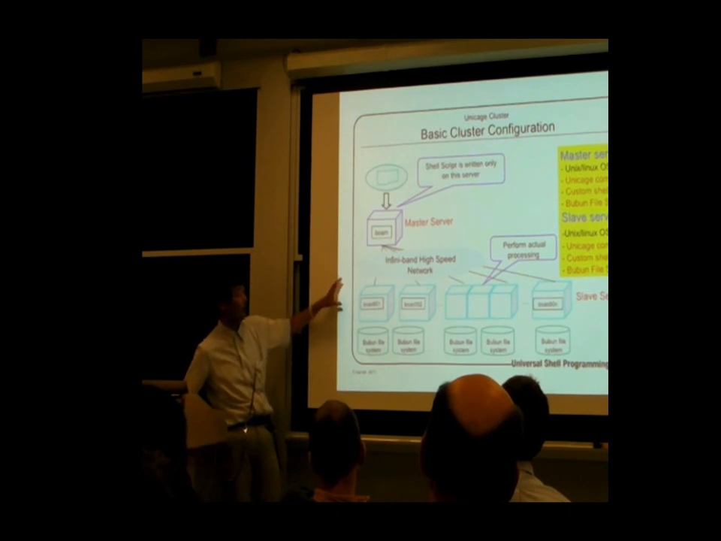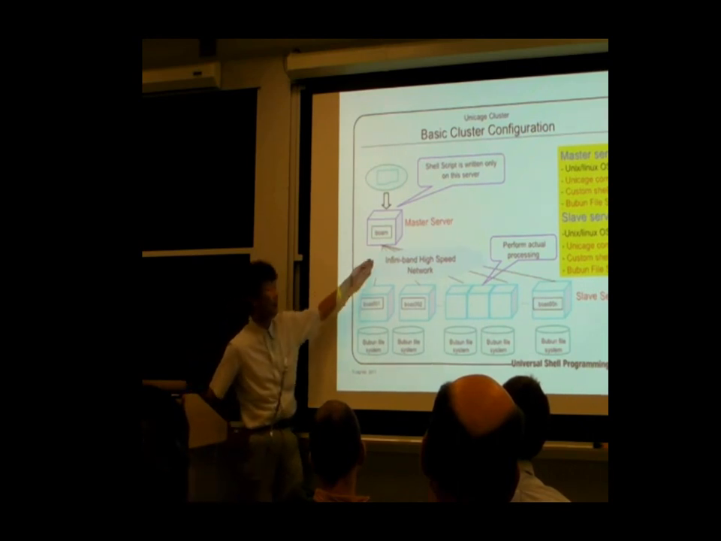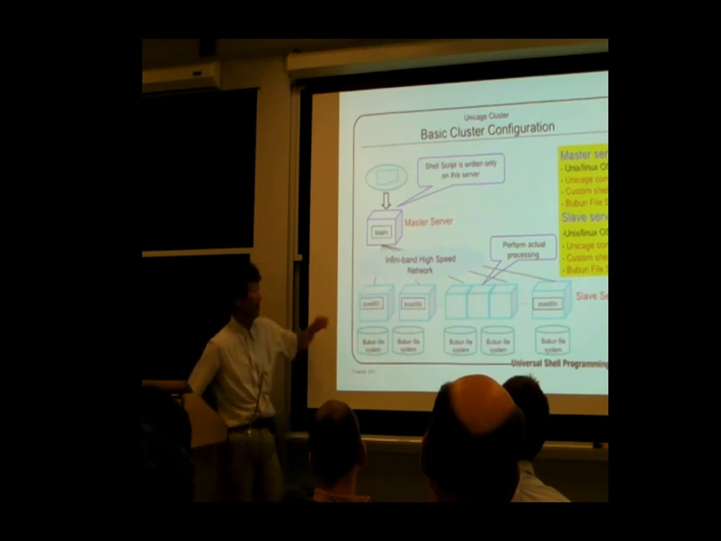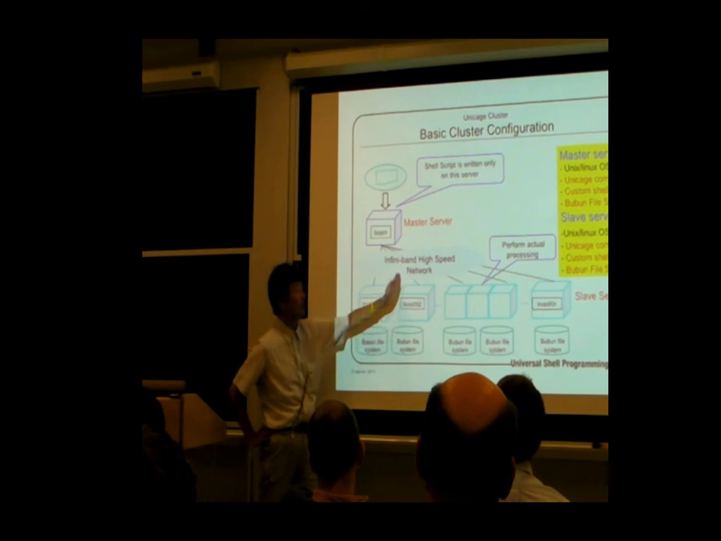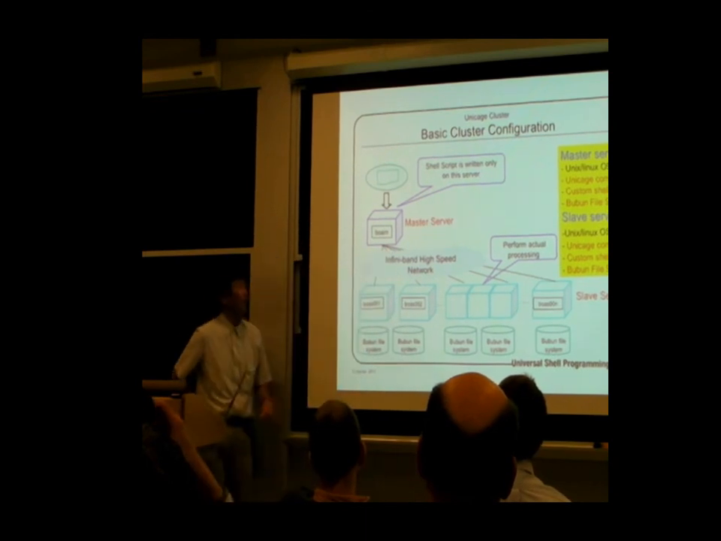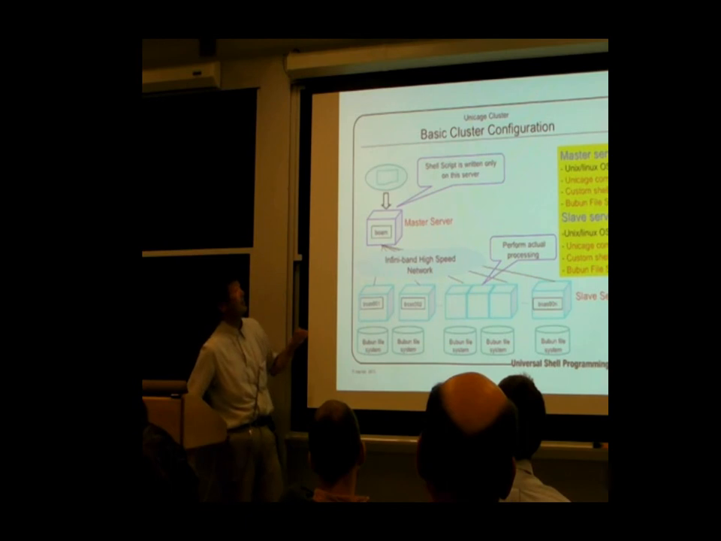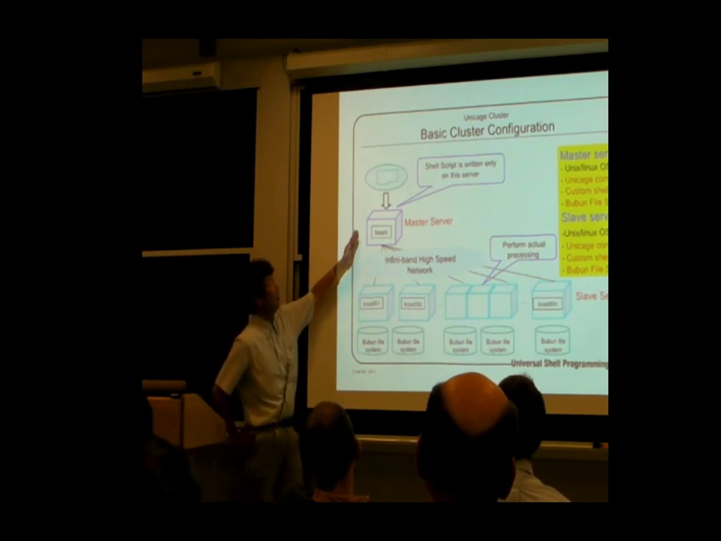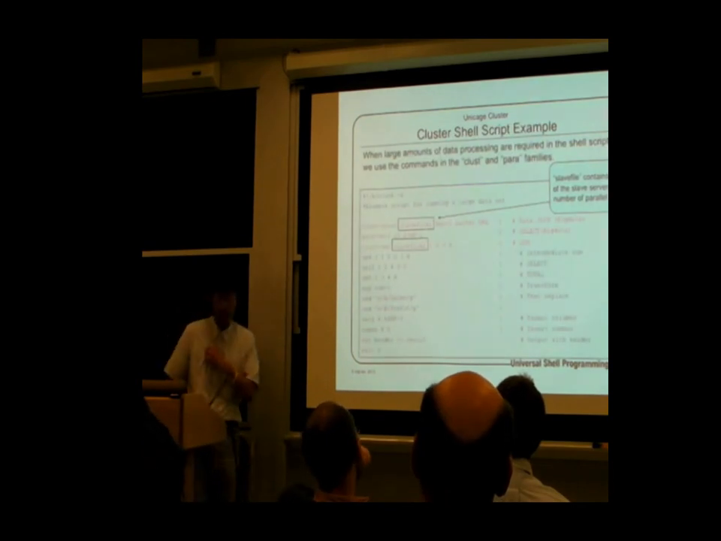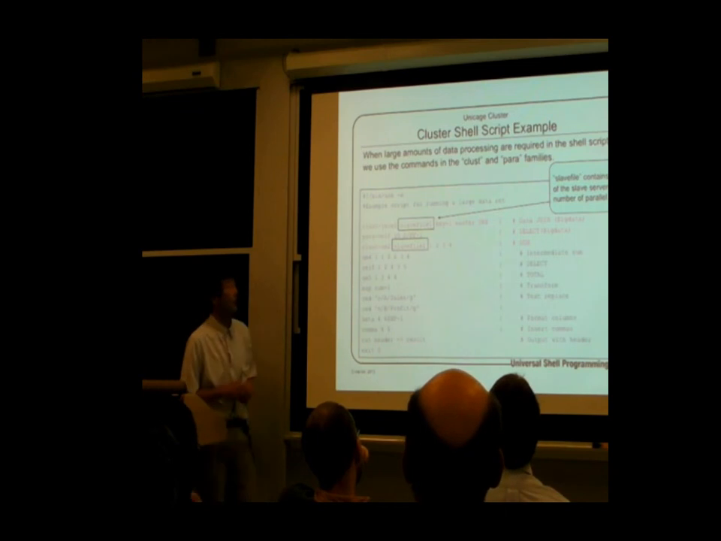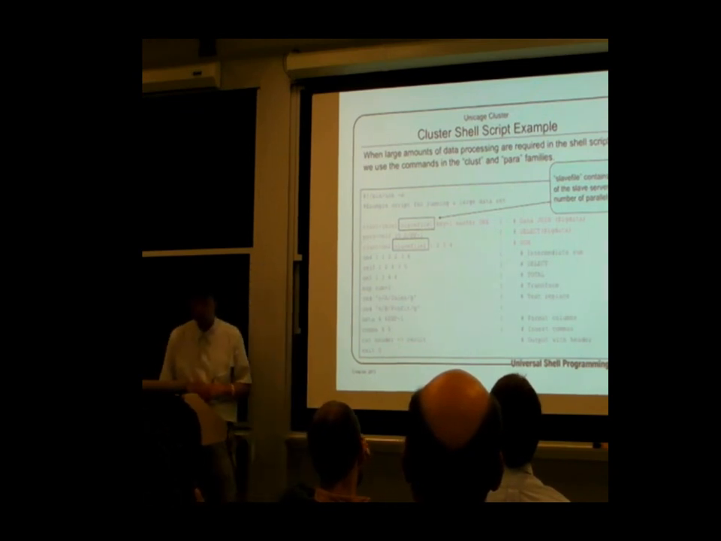So that the slave server can execute shell scripts, there is data sent from the master, so the slave server can calculate and return the result back to the master server, which edits it and outputs the result. This is the image of shell cluster programming.